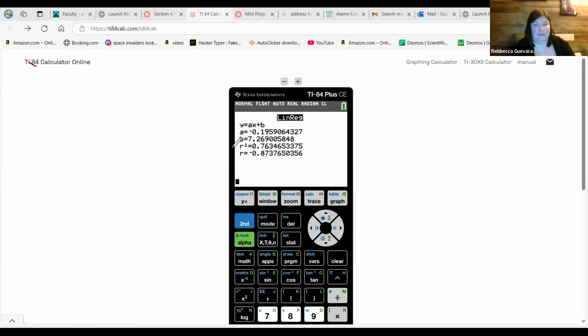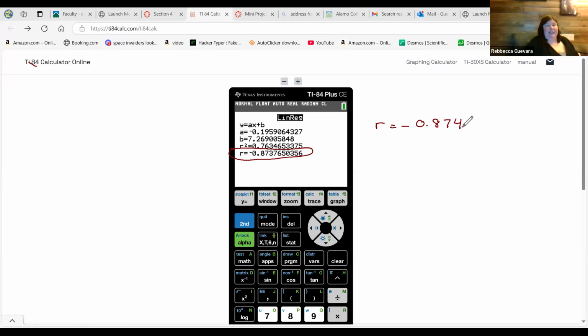Oops, let me circle that again. So this right here is my linear regression. Or not my linear regression, I'm sorry, my correlation coefficient. This up here's my linear regression. My correlation coefficient, which is negative 0.874.